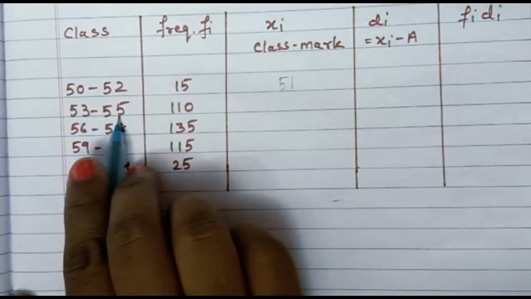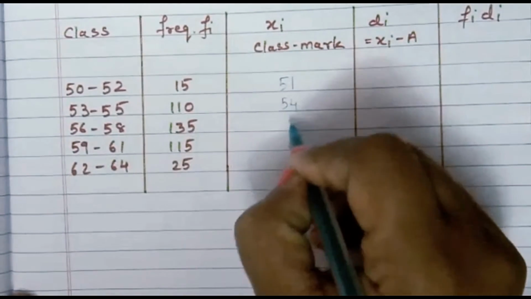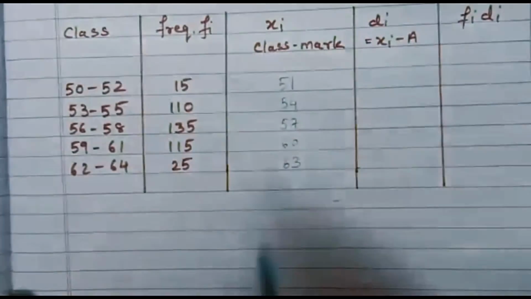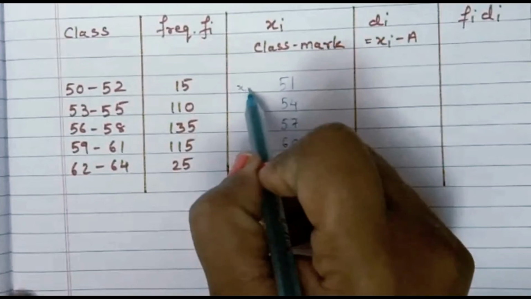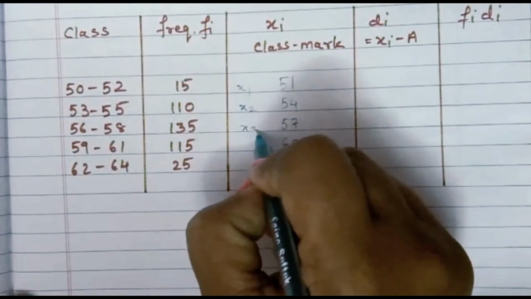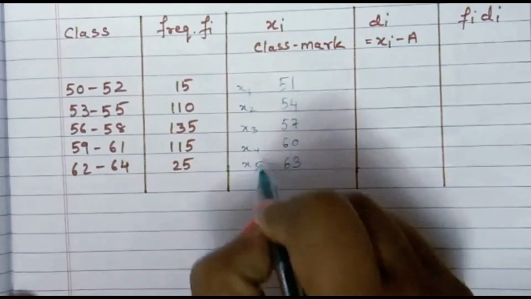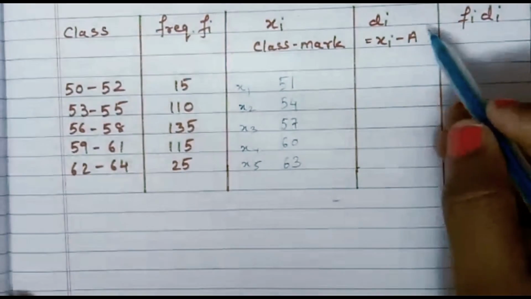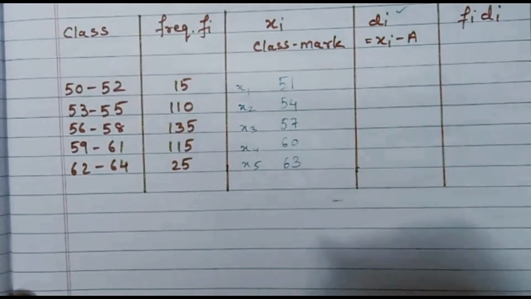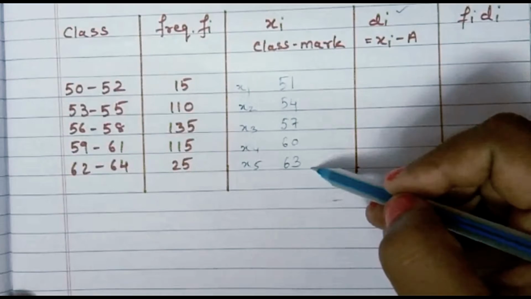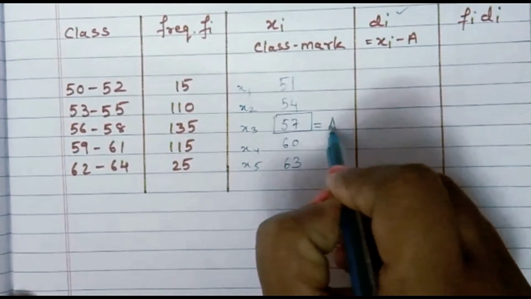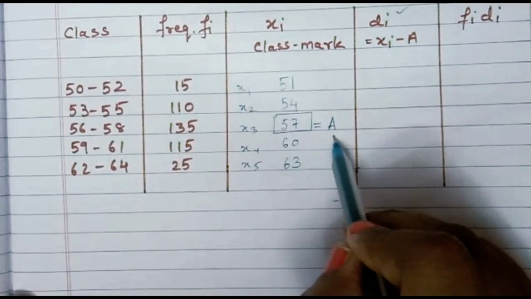Same way 53 plus 55 upon 2 will give you 54, 57, 60 and 63. These are the values of xi. That means this is the first observation of class mark x1, then x2, x3, x4 and x5 respectively. The fourth column we have is di, which stands for deviation. Out of these 5 values of class mark, normally the middlemost value is considered to be a, and this a stands for assumed mean.